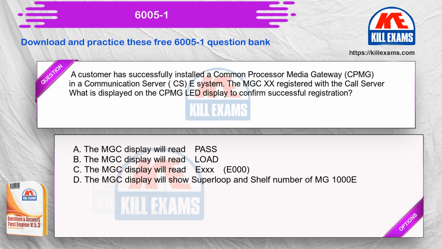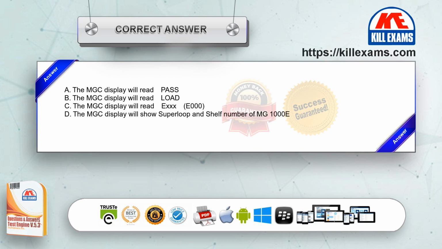Option A. The MGC display will read pass. Option B. The MGC display will read load. Option C. The MGC display will read XE000. Option D. The MGC display will show superloop and shelf number of MG1000D. The correct answer is option D.